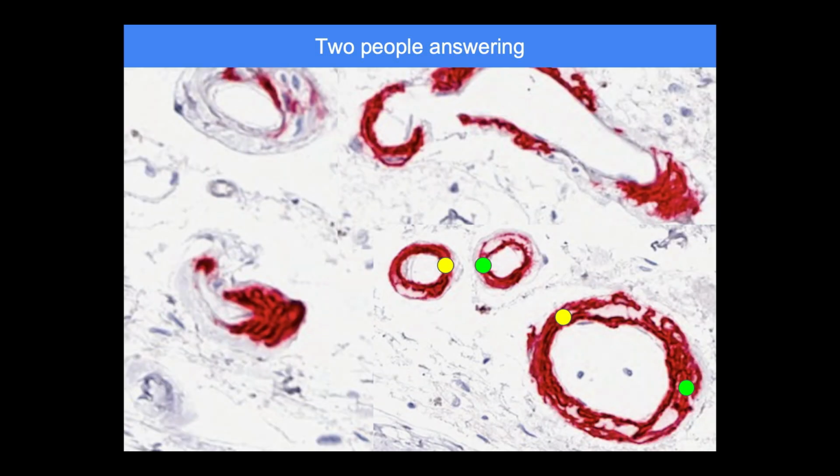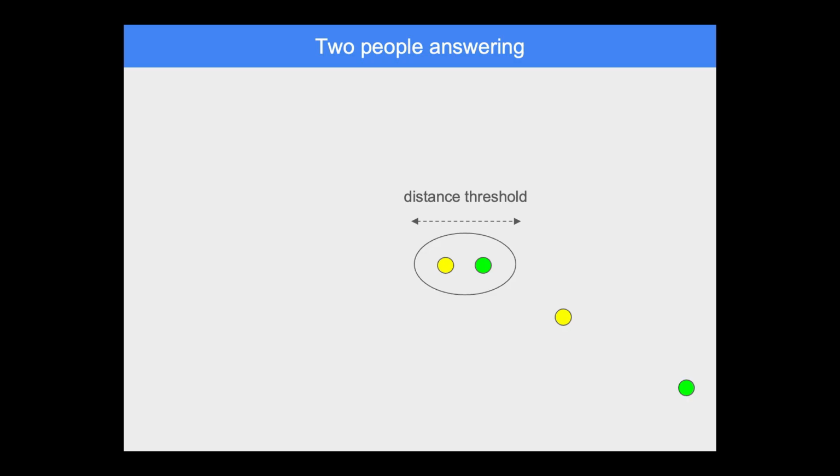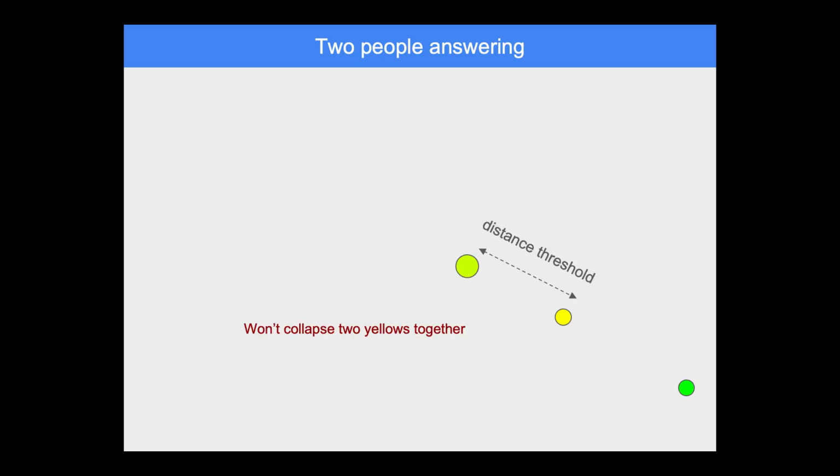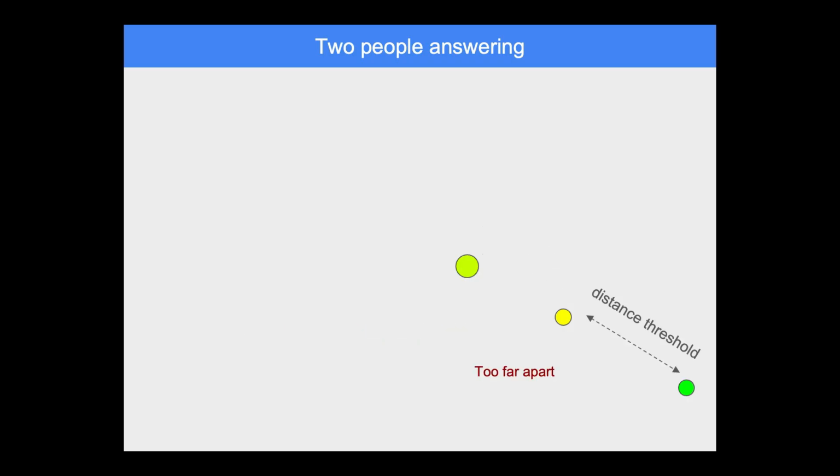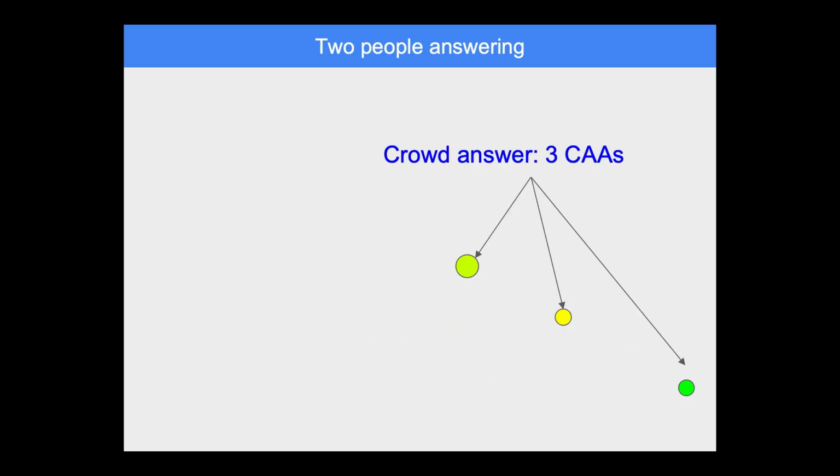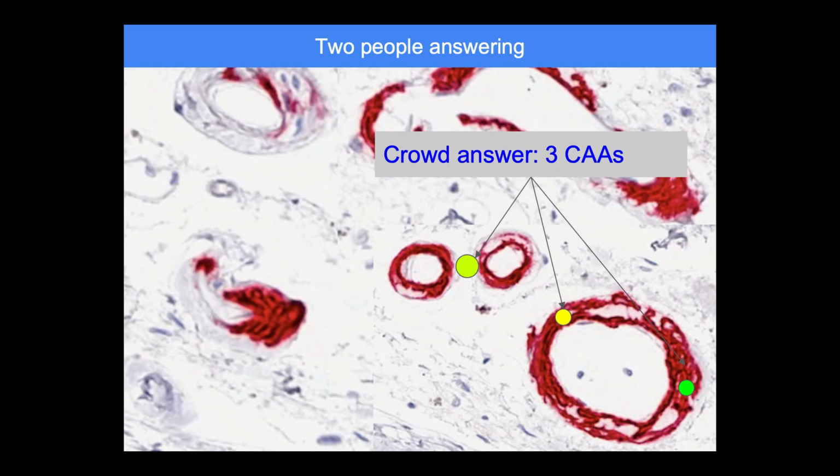So this is the underlying megatile. And we can see that in this carefully chosen example, the algorithm would get it completely wrong, right? Because this is how it would work. It would say, okay, those are within the distance threshold. We'll combine those. These are within the distance threshold, but there are 2 yellow ones, so we won't combine those. And these are too far apart. So this would be the crowd answer, and the crowd answer would be completely wrong.